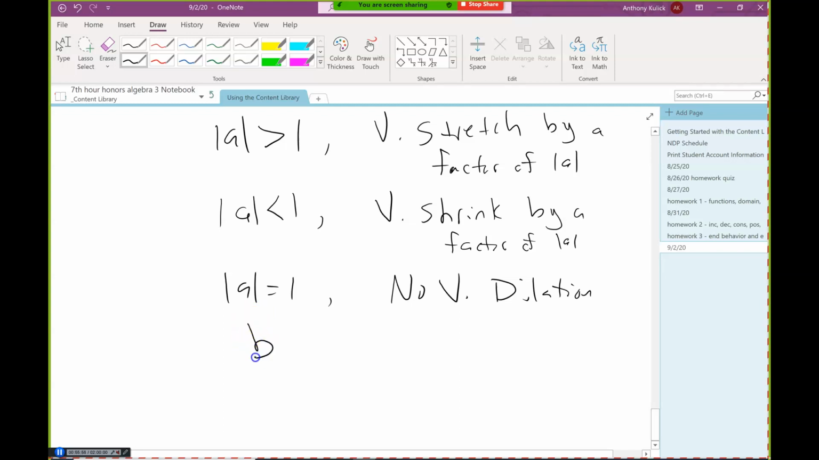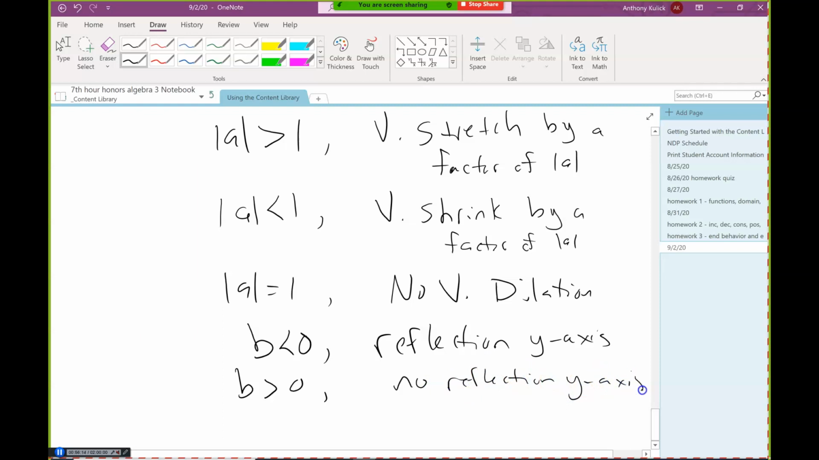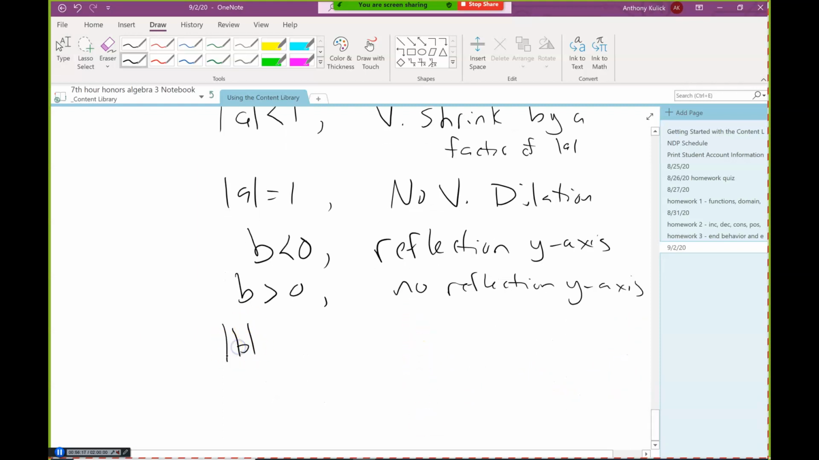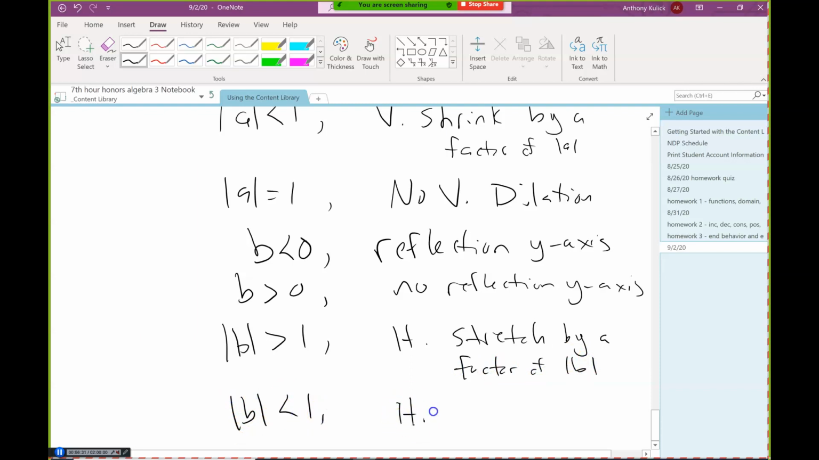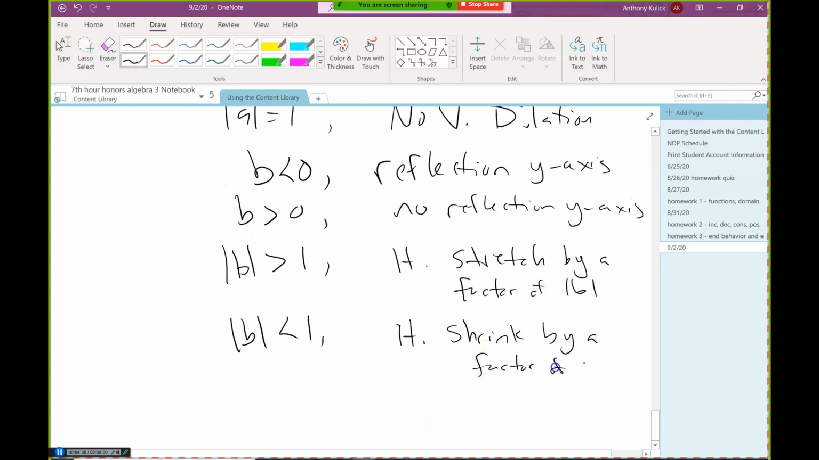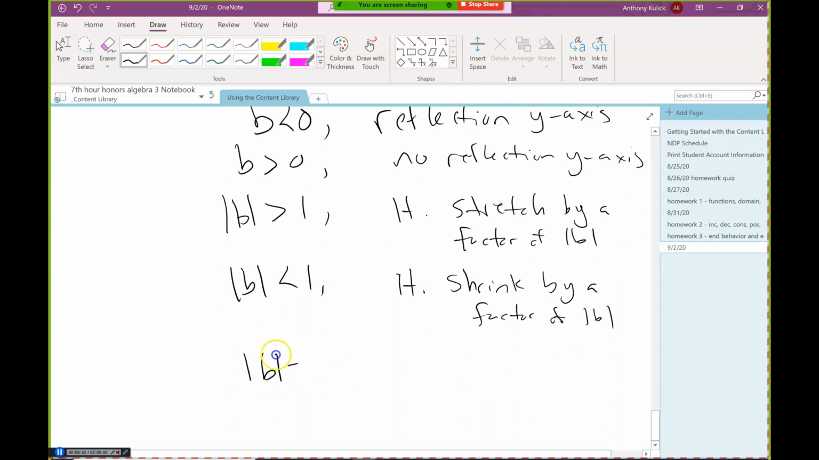Next up, let's talk about the b. So if the b is negative, we have a reflection across the y-axis. And if the b is positive, we have no reflection across the y-axis. If the magnitude of b is bigger than 1, we have a horizontal stretch by a factor of b. And if the magnitude of b is less than 1, we have a horizontal shrink by a factor of b. And if b is equal to 1, we have no horizontal dilation.